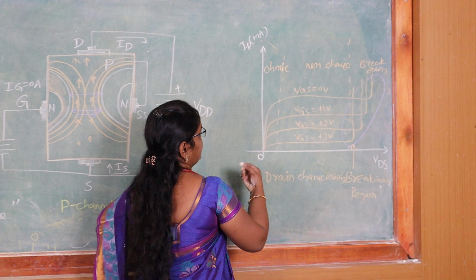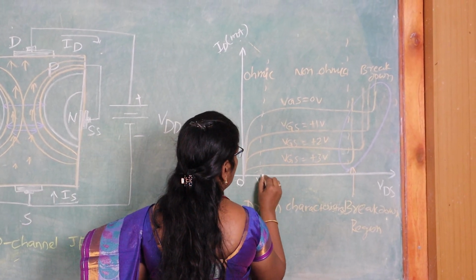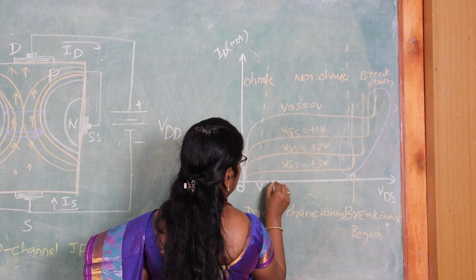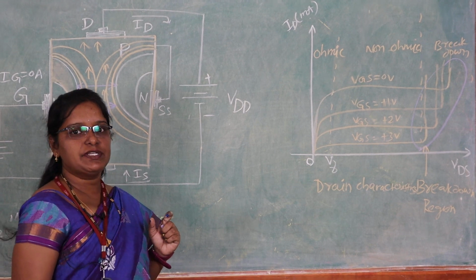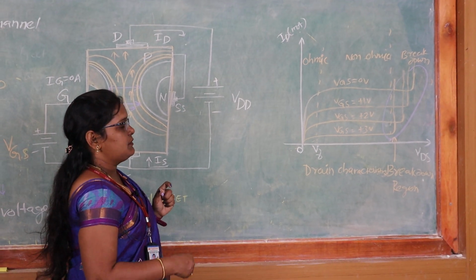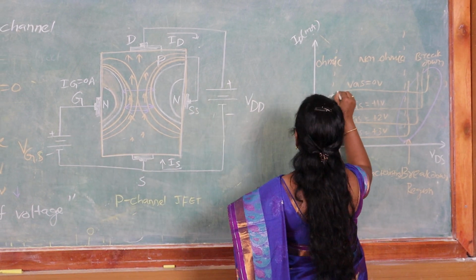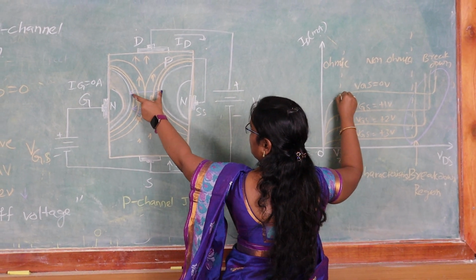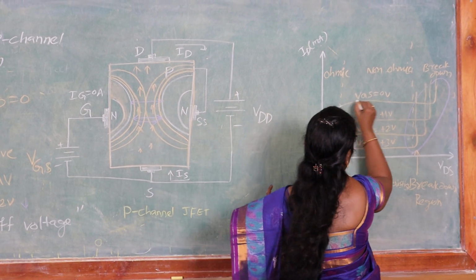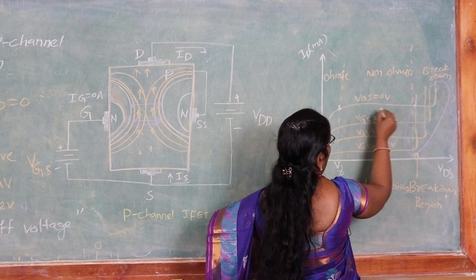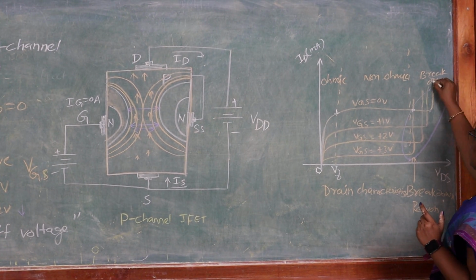So after reaching a particular voltage, it is called cutting voltage, at which current reaches maximum value, and after this we will be having fixed charge carriers in the channel. So we will be getting the constant current, and after that, if you further increase the voltage, then you will be getting the breakdown.